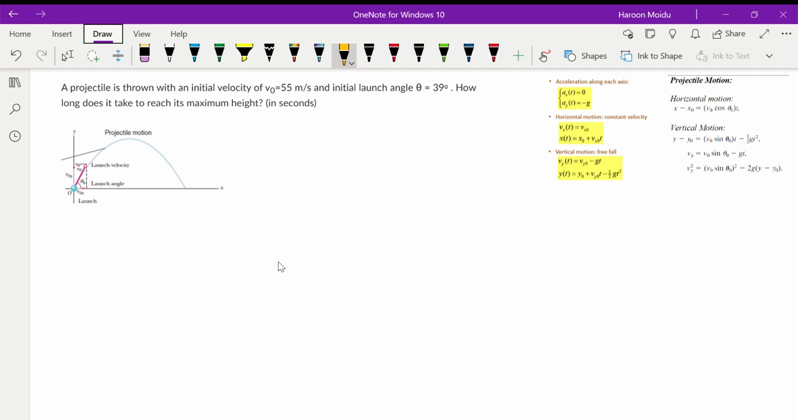So let's put what all the given quantities are. V0, the magnitude of the initial velocity, is given, and theta, the launch angle, is given, that is 39 degrees. And how long does it take to reach its maximum? So we have to find the time the projectile takes to reach this position. This is the maximum position.